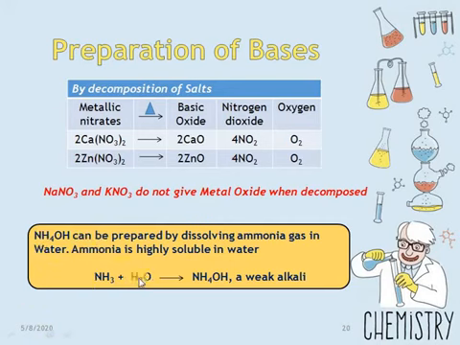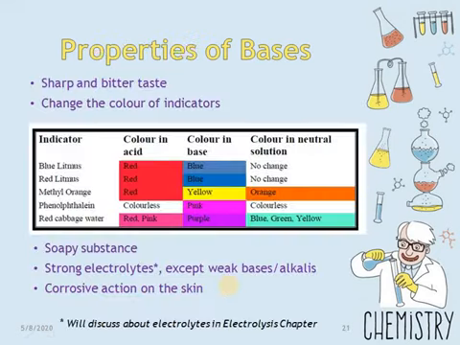Now how is ammonium hydroxide prepared? Ammonium hydroxide is a weak alkali and weak electrolyte also. It can be prepared by dissolving ammonia gas in water. Now ammonia gas is very highly soluble in water. So ammonia in water gives you ammonium hydroxide, which is a weak alkali.